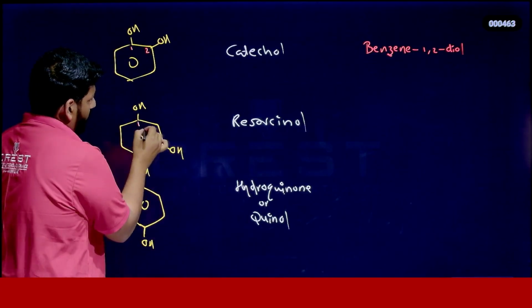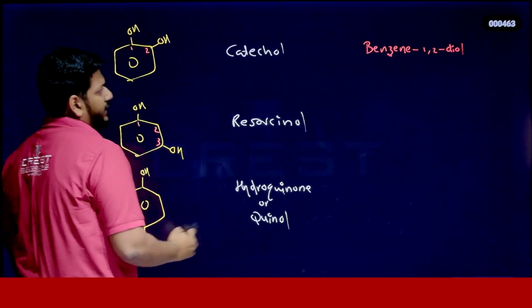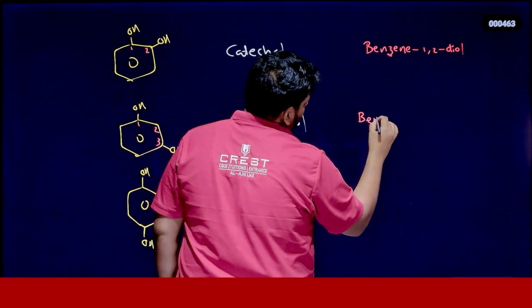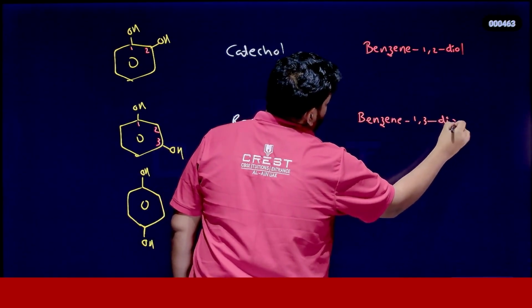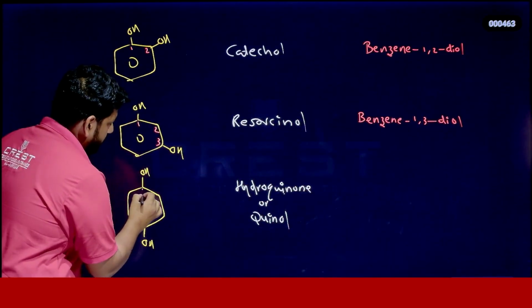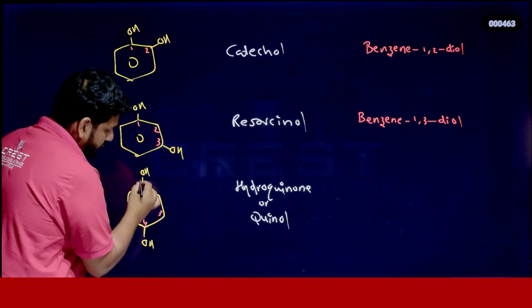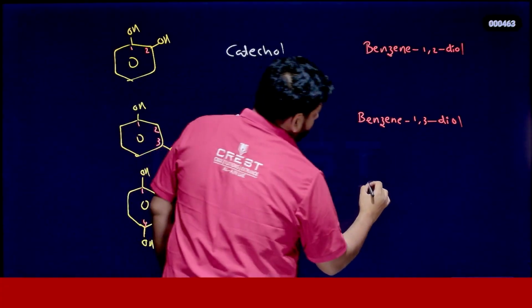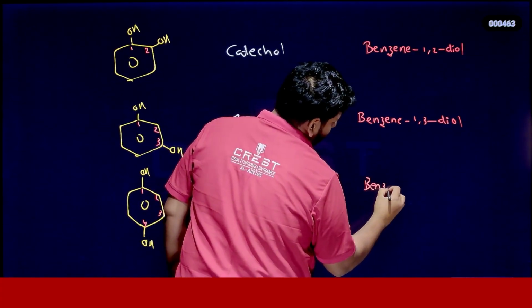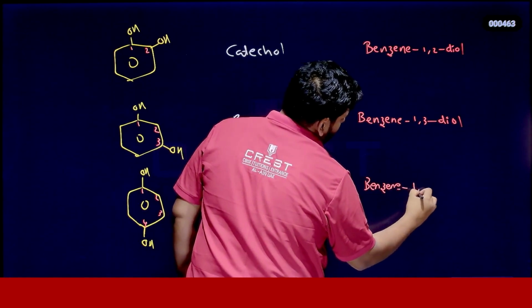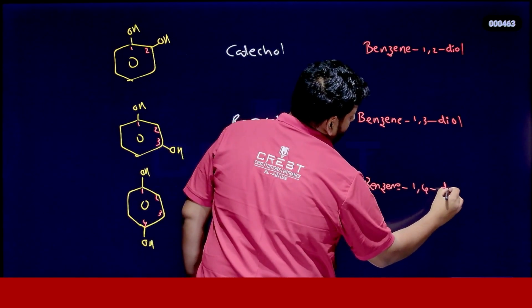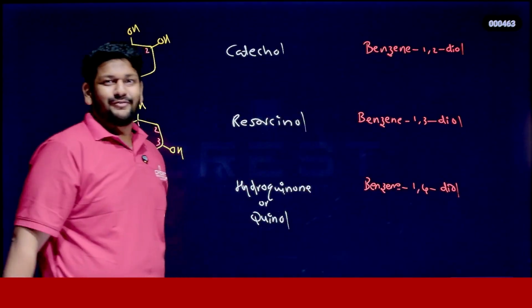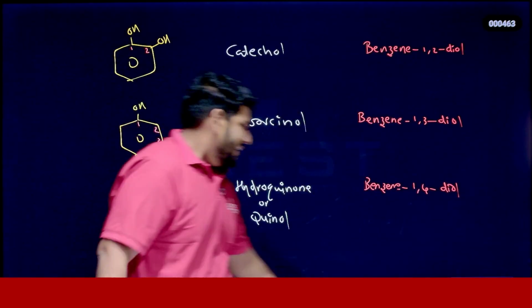And what about this one? Here you have 1, 2, 3, the 1,3 position. So here it is benzene-1,3-diol. And what about this one? Here it is 1, 2, 3, 4, the 1,4 position. So you can call it benzene-1,4-diol. I hope it's clear for you.